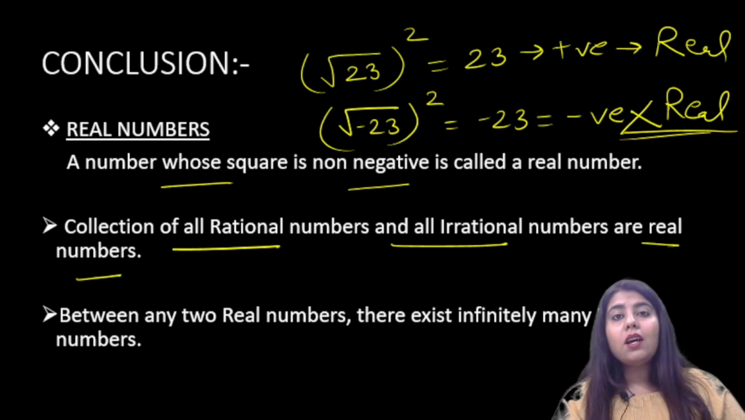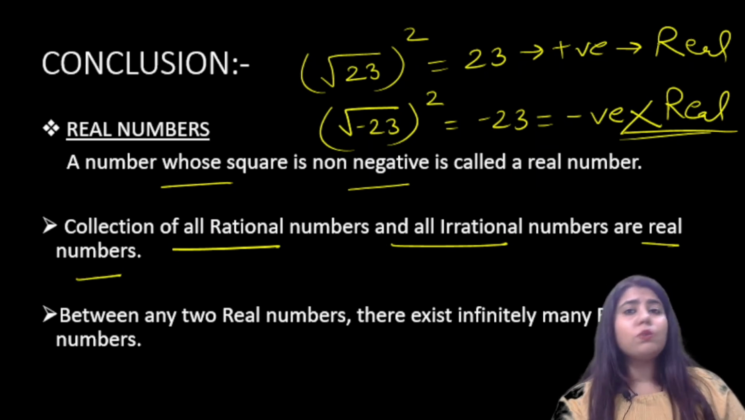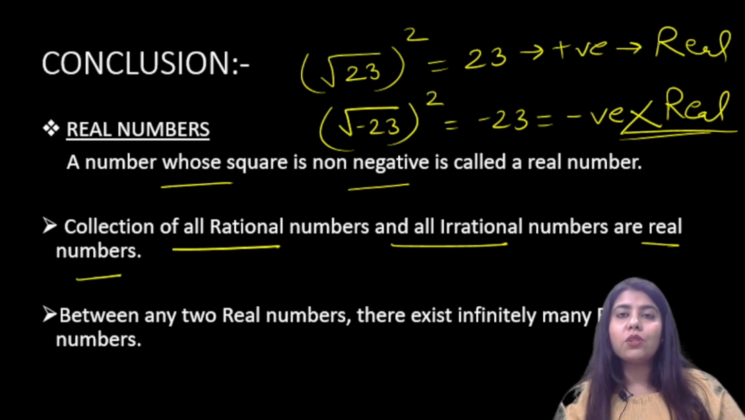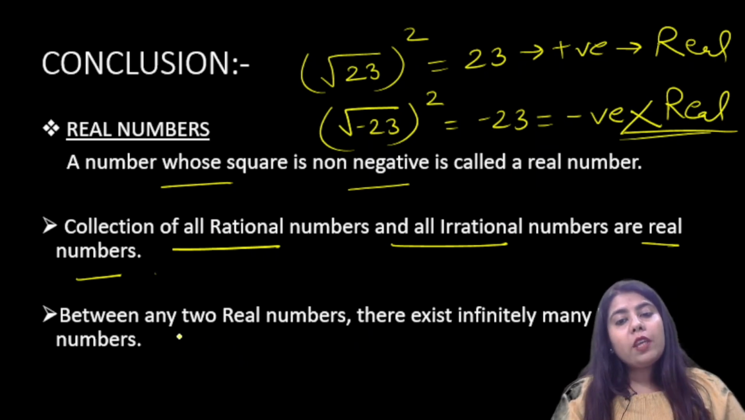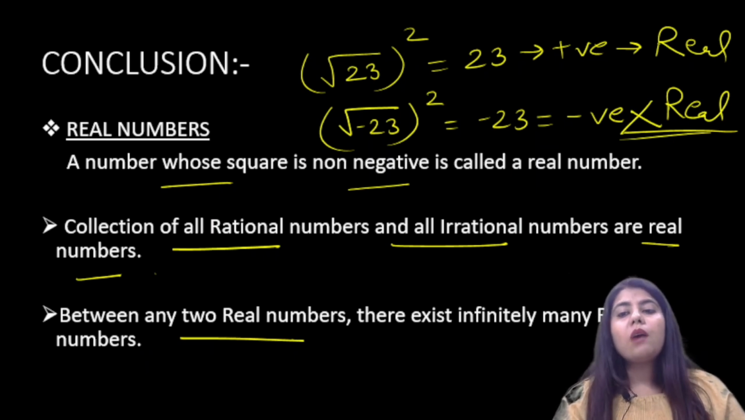Now the second is: the collection of all rational numbers and all irrational numbers are real numbers. We had already learned what irrational numbers are: those real numbers which are not rational are irrational numbers. So from there we can say that all rational numbers and all irrational numbers collectively are known as real numbers, right? And next is: between any two real numbers there exist infinitely many real numbers. Means if we have two real numbers and we have to find any other real number between those given two real numbers, then we can find infinitely many real numbers. Clear?